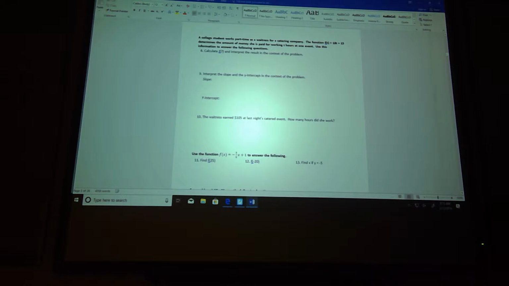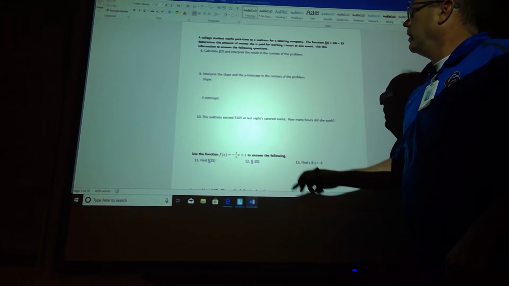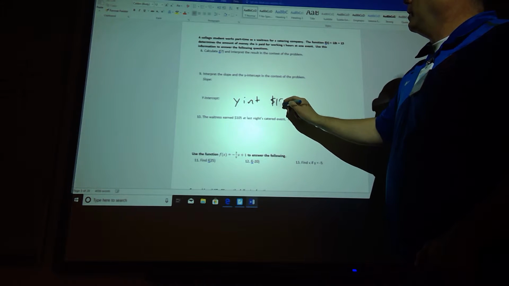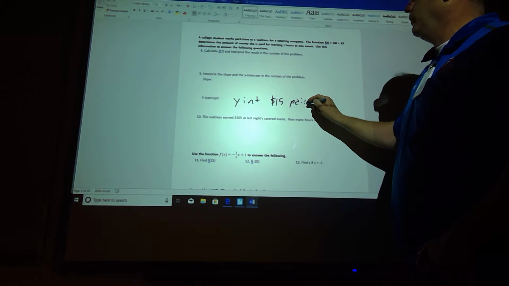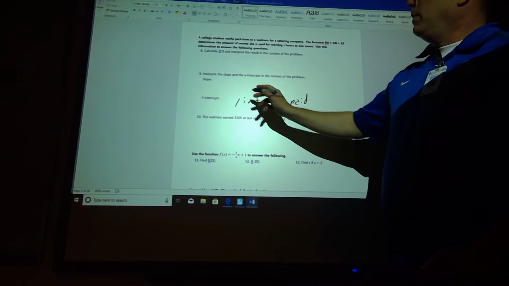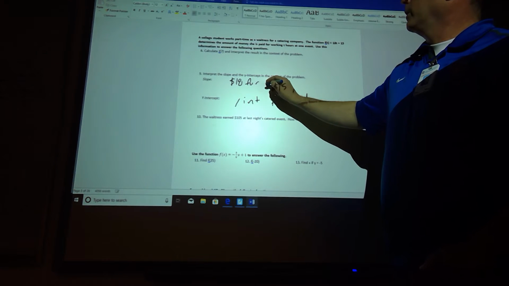All right, the college student works part-time as a waitress for a catering company. Function f at t equals 18t plus 15 determines the amount of money she's paid for the event. So number 9 says interpret the slope and the y-intercept. The y-intercept would be 15. That's $15. So she gets paid $15 if she gets scheduled to work and doesn't even have to work. Like they say, go home, but we don't have enough work for you. The slope means she makes $18 for every hour worked.